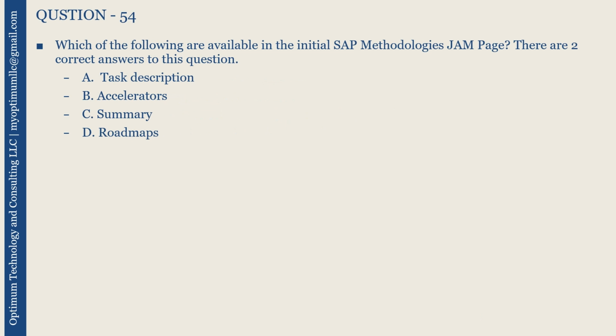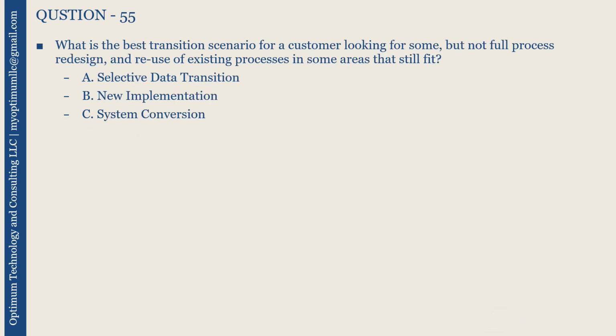Question 54. Which of the following are available in the initial SAP methodologies jam page? There are two correct answers to this question. A. Task description. B. Accelerators. C. Summary. D. Roadmaps.